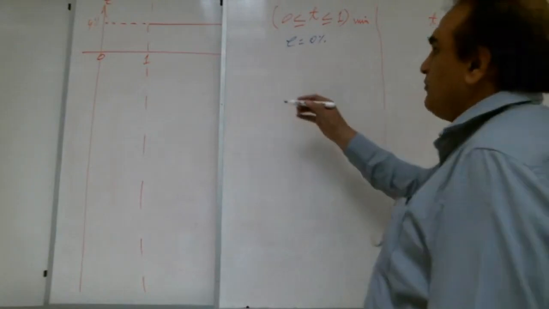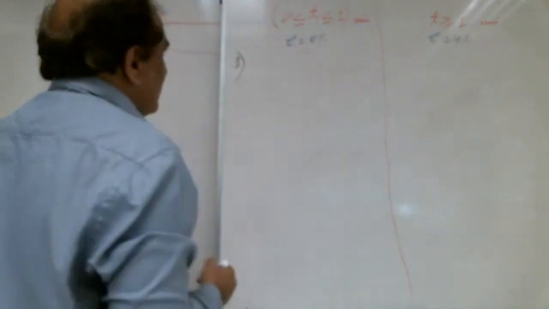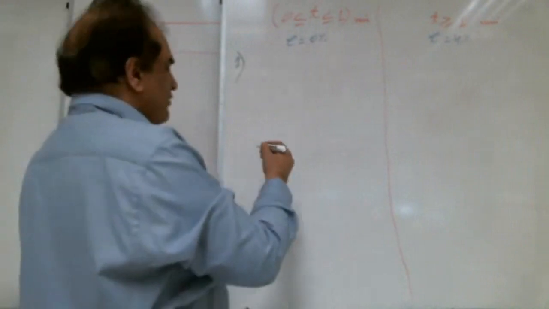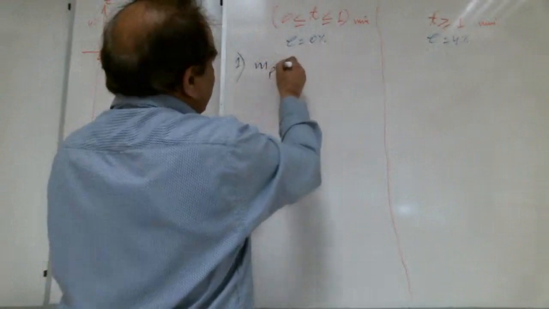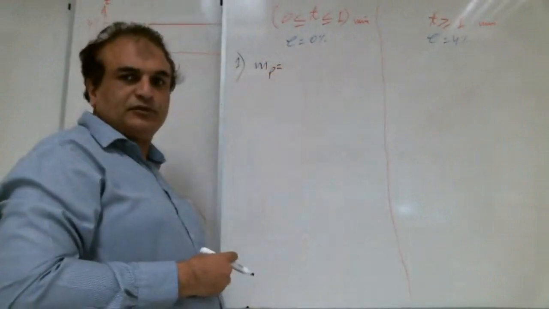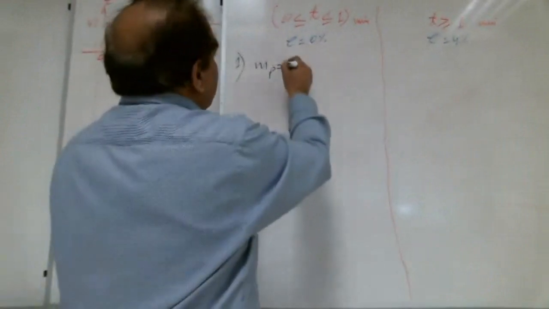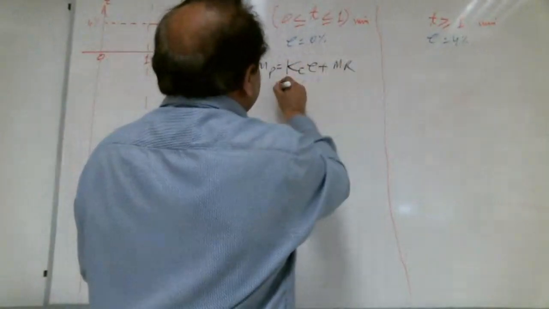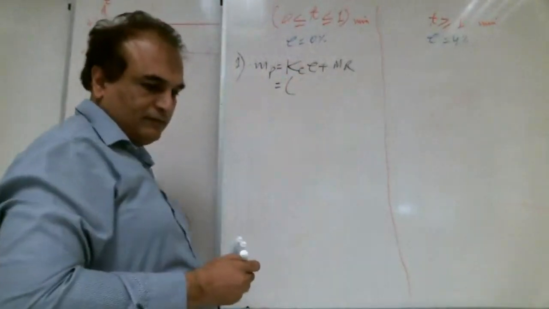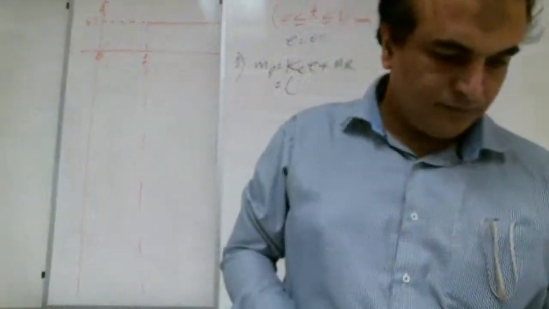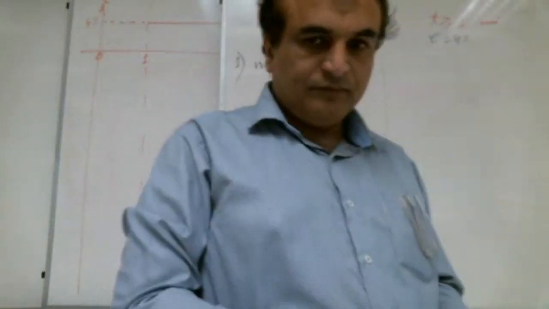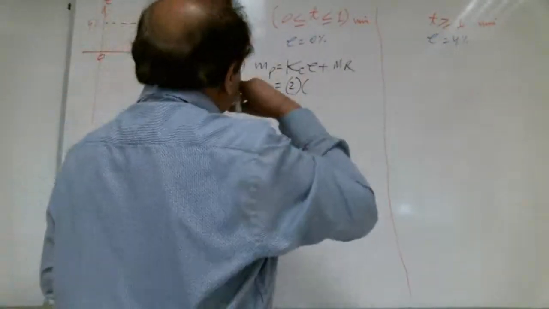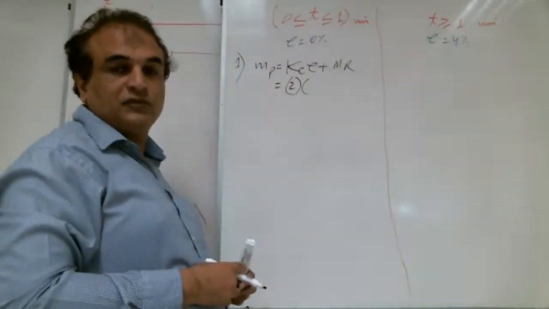What is always first up? Always first up: MP. Very good. A lot of brothers are writing MP. MP is equal to what, Shabab? KC times error plus MR. How much is KC? 2. What is the error? 0.